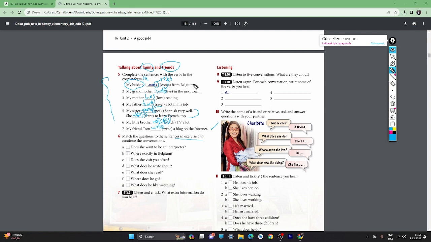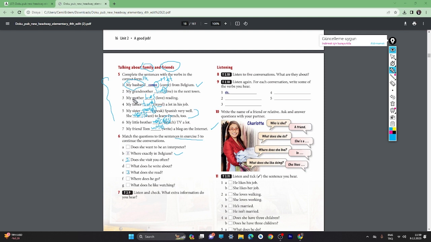My husband comes from Belgium, right? This is the first sentence. And then how can we continue the conversation? We can ask, where exactly in Belgium? From where? Which city? Okay. And then my grandmother lives in the next town. What can we ask? So does she visit you often? You can ask. This is for 2. My mother loves reading. What does she read? This is the third one.